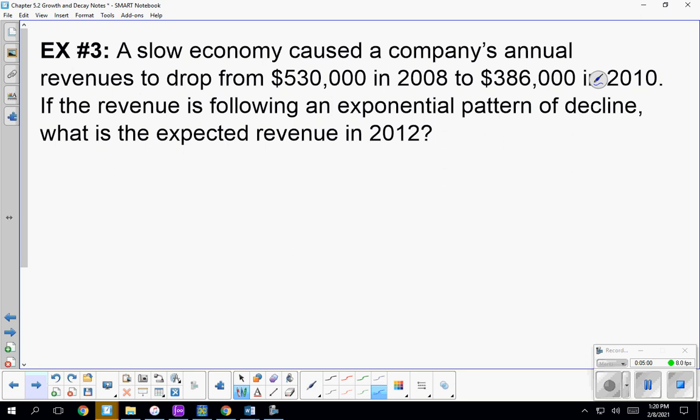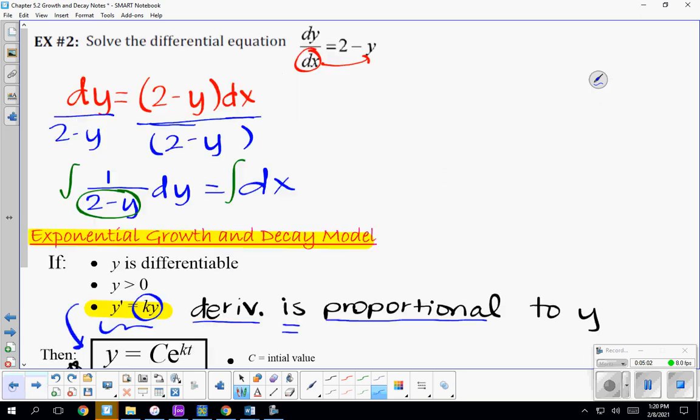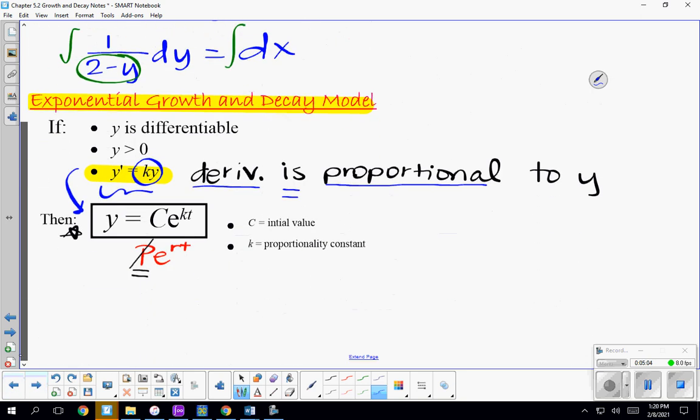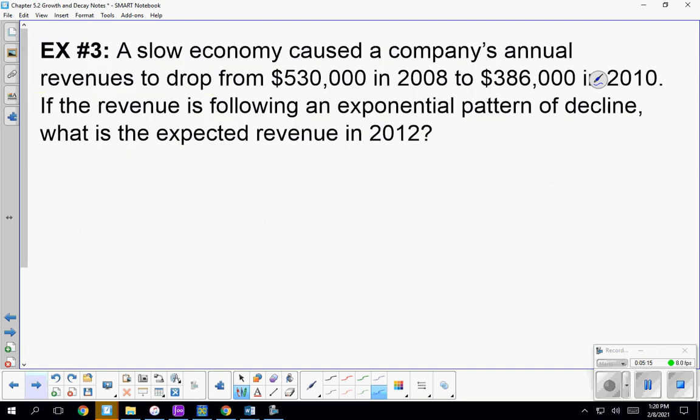We have an original value. And one thing I didn't mention is that if this is the formula we're doing, K is always that proportionality constant, and C is always our initial value. So if you know the formula is going to hold true, then you automatically know that C is that initial value, and you don't actually have to work that out. So in our problem here, it gives us this initial value. In 2008, that's our initial value of 530,000.